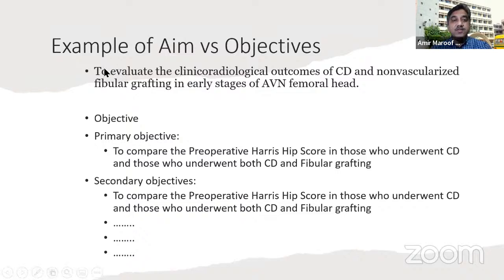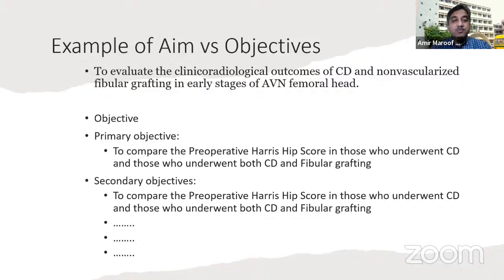If you see the first sentence, to evaluate the clinico-radiological outcomes of core decompression in early stages, this was the aim. When we convert it into objectives, we have a primary objective and secondary objectives. The primary objective should be only one. Keep one primary objective and as many secondary objectives as you want, 5, 10. In certain cases it runs to 52 secondary objectives. That's the maximum I have seen till now. But in a thesis, we see around 4 to 10 secondary objectives.